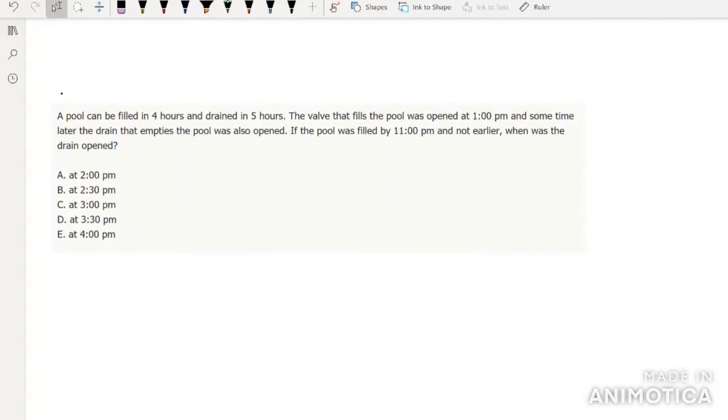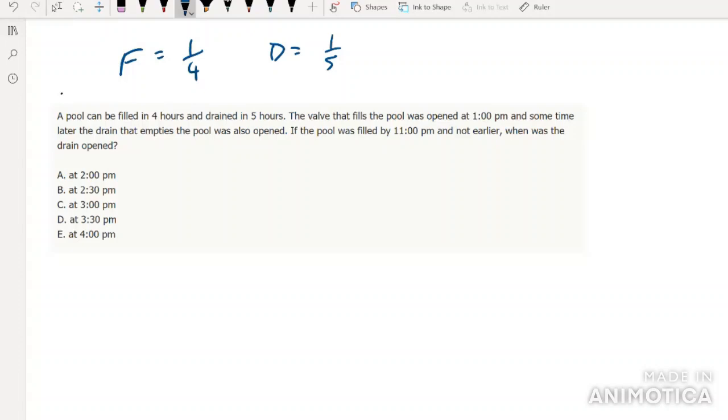Okay. A pool can be filled in 4 hours and drained in 5 hours. Okay, so filling is at a rate of 1/4, and draining is at a rate of 1/5. The valve that fills the pool was opened at 1 p.m. and sometime later, the drain that empties the pool was also opened. If the pool was filled by 11 p.m. and not earlier, when was the drain opened?